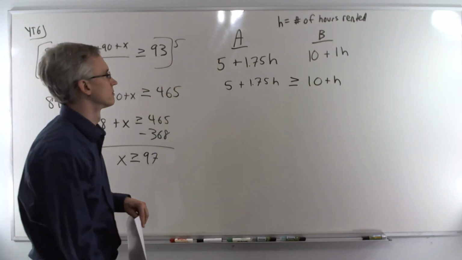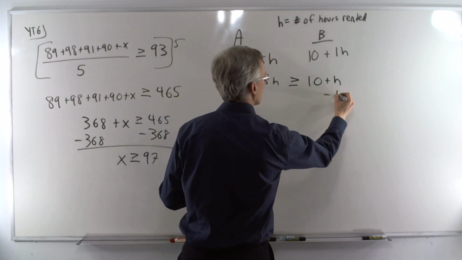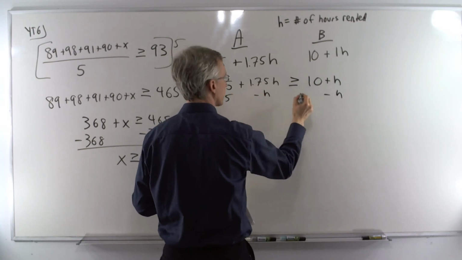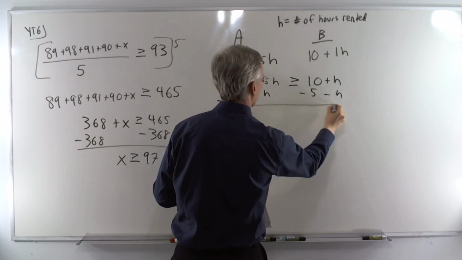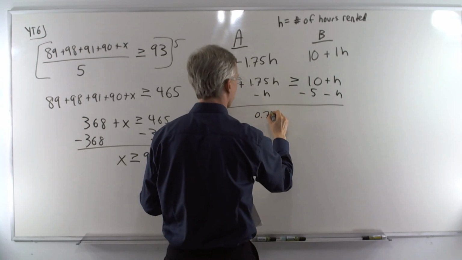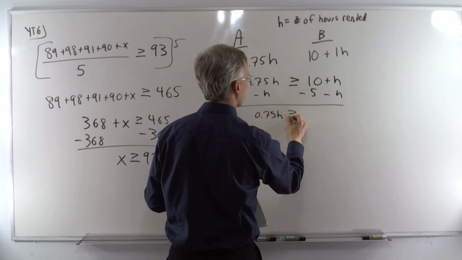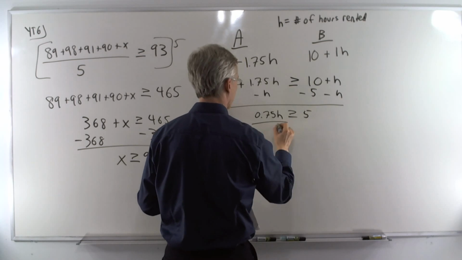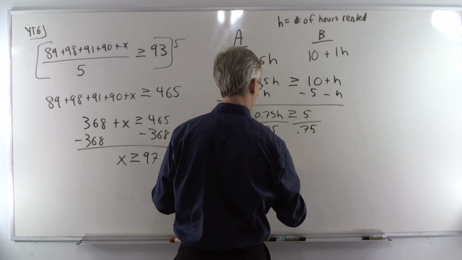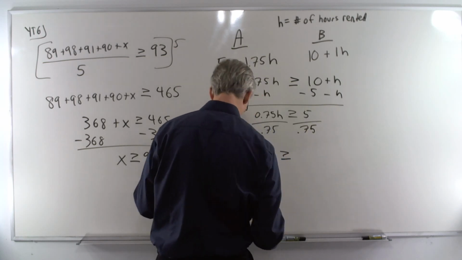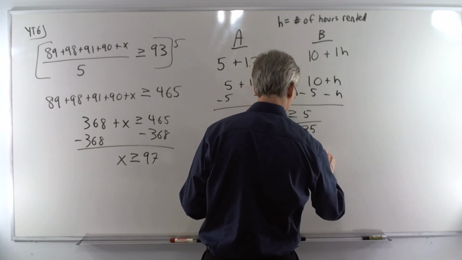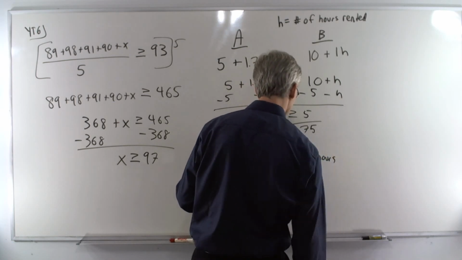Now we can solve for h. So we're going to bring all the h's over here, all the numbers to the right. So this will be 0.75h greater than or equal to 5. Divide by 0.75 on both sides, and h is greater than or equal to 6.7 hours.